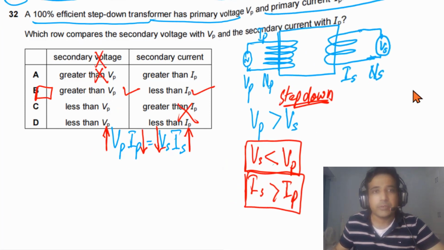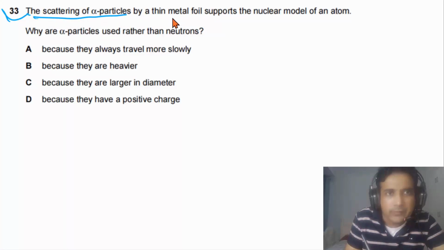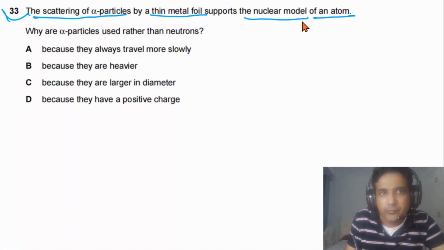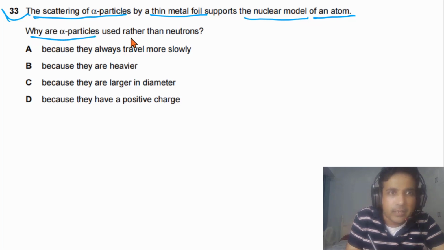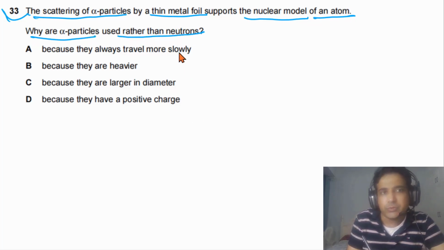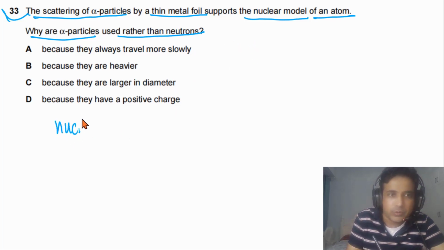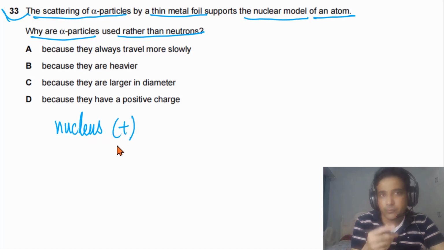and then you can figure out the current. The question says the scattering of alpha particles by a thin metal foil supports the nuclear model of an atom. Why are alpha particles used rather than neutrons? We need to understand the nucleus is positively charged. If we use neutrons, they have no charge, so there will be no repulsive force, so we cannot determine the size of the nucleus.